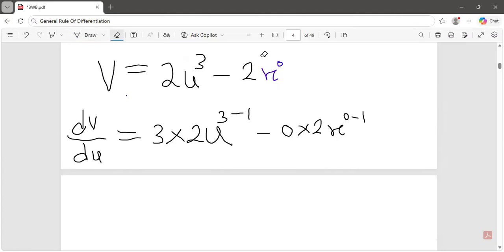And that is why up to this point, I'll tell you that anytime you differentiate a constant, you are going to get what? 0, and this is the science behind it.